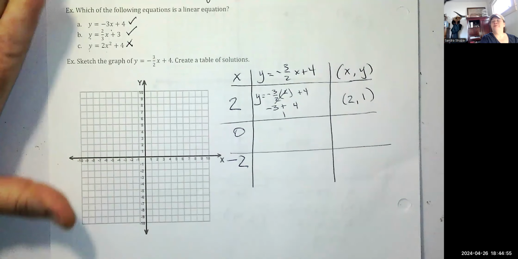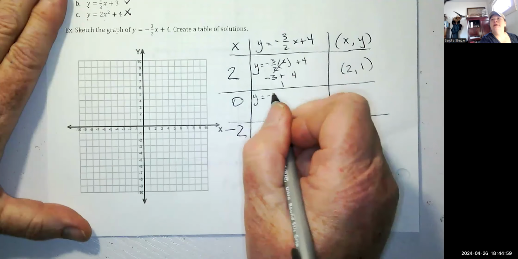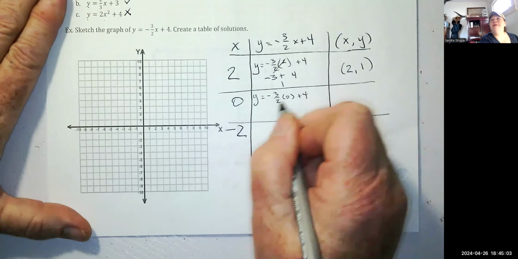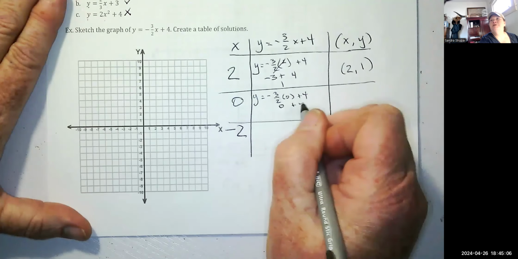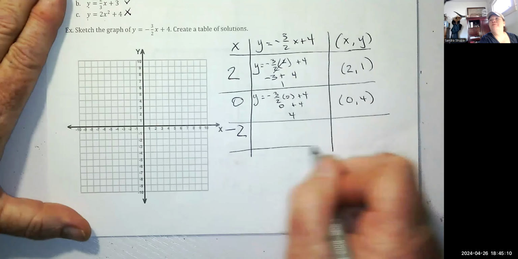2, 1. Okay. Let's do the next one. y equals negative 3/2 times 0 plus 4. Anything times 0 is 0 plus 4, and so that is 4. 0, 4 is our next ordered pair.